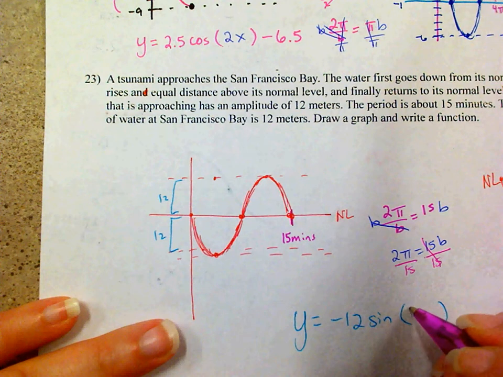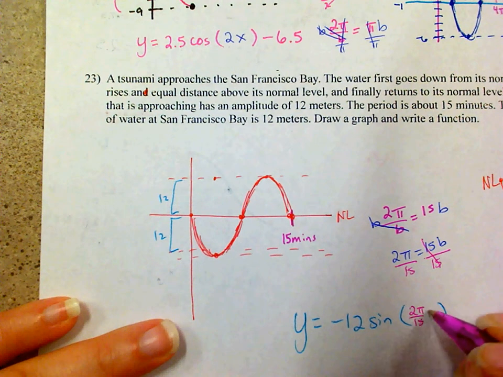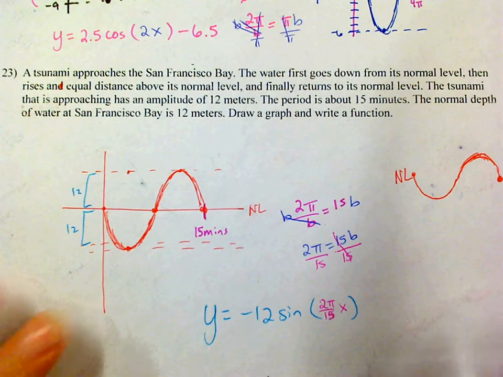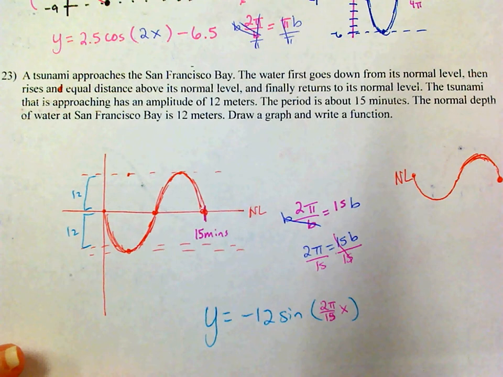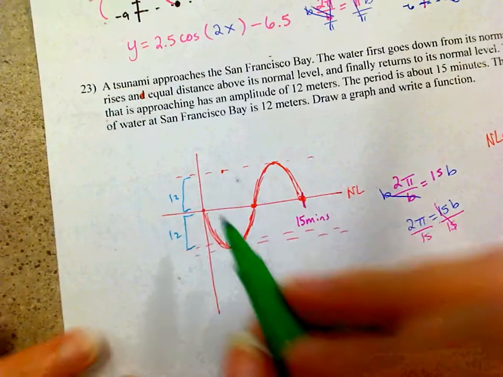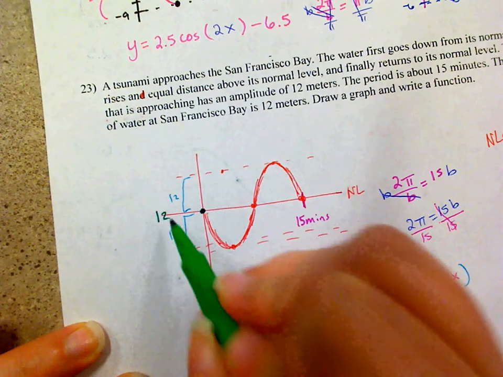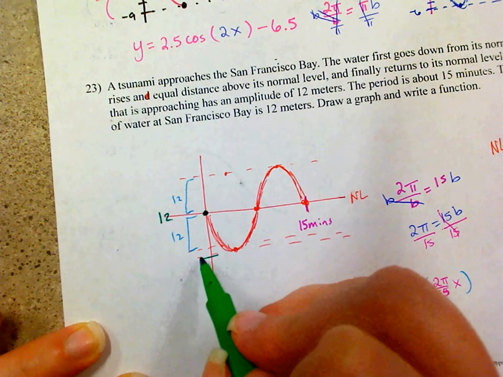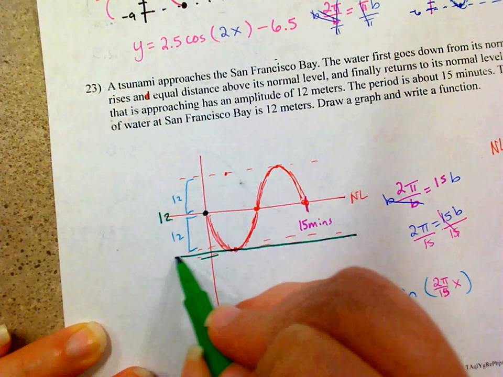The normal depth of the water at the San Francisco Bay is 12 meters. Okay, they're telling me that the normal depth, or the normal level, if you would, of the water is 12 meters, which means this right here is at 12. If that is at 12, and my amplitude is 12, it means going down 12, that is my x-axis, which puts me at 0, and that is at 24. Okay, which means my midline is positive 12. So my vertical shift is plus 12.